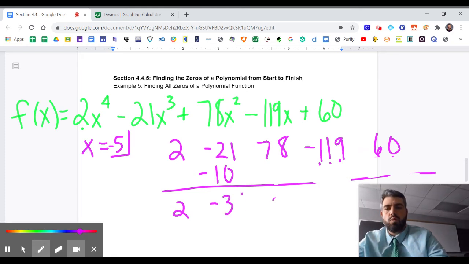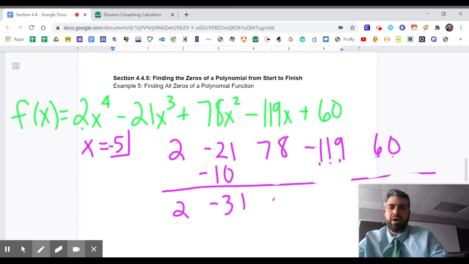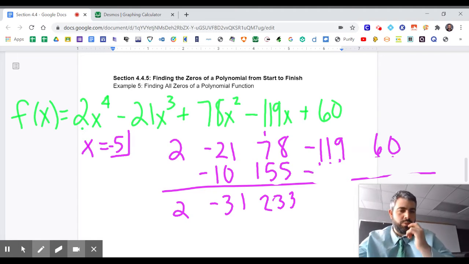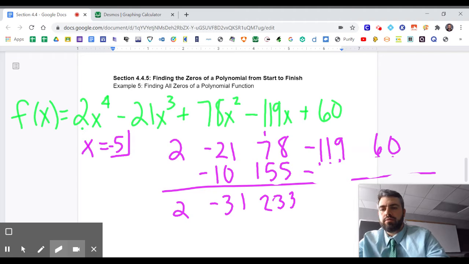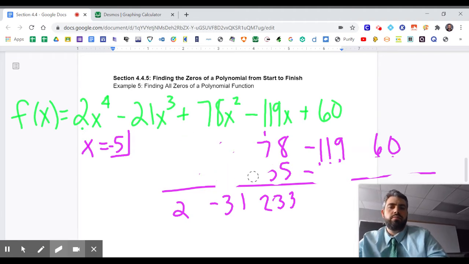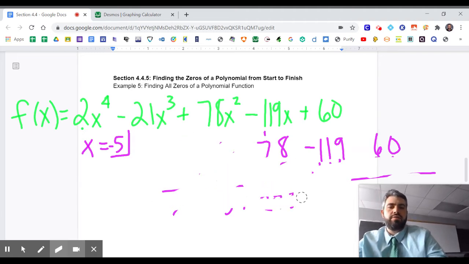We add down, we get negative 31 times negative 5, which is going to be a positive 155. Okay, it's a big adding problem. So 3, carry the 1, we get 233 times negative 5. It's going to be some huge thousand number, right? So we can stop there because we know that's not going to work. So we give up on 5 and negative 5.